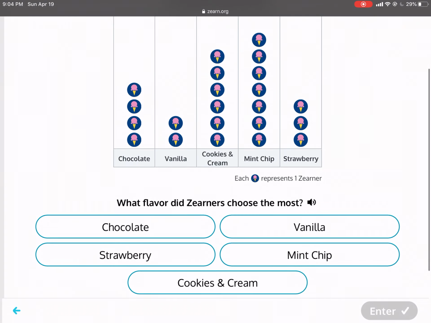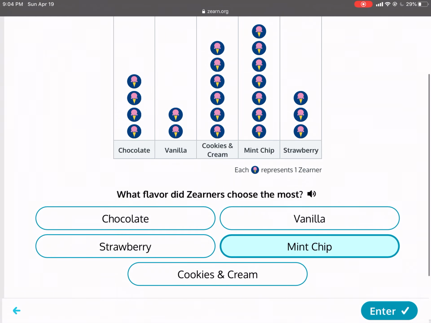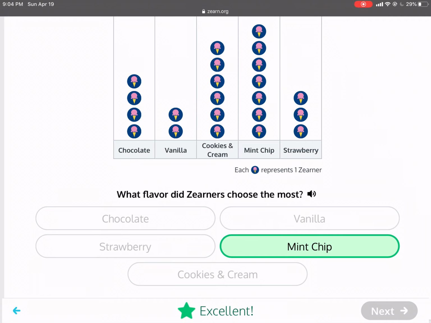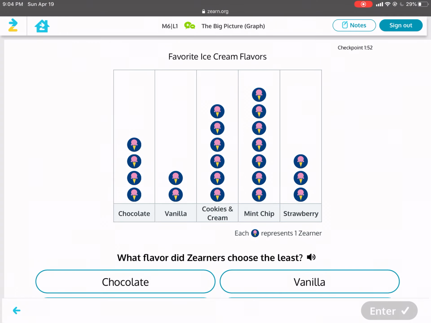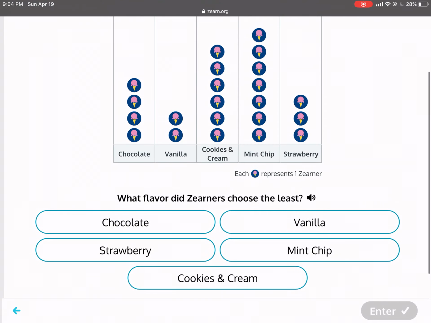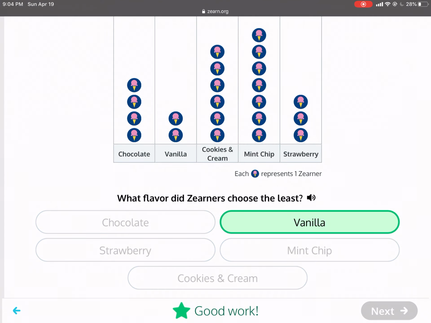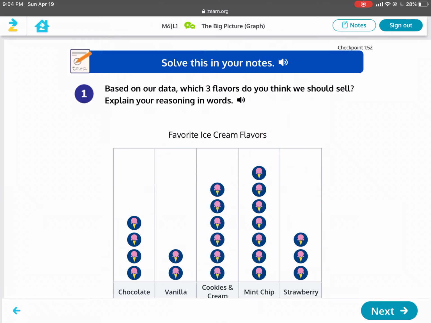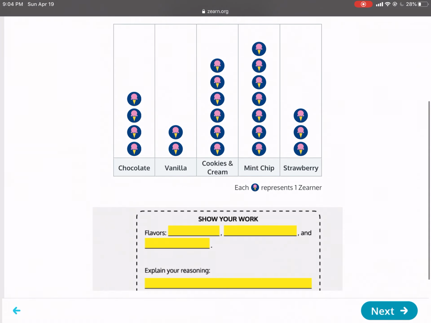What flavor did Zerners choose the most? Mint chip has the most ice cream cones, so I know that is what most Zerners chose. What flavor did Zerners choose the least? I see that vanilla only has 2 ice cream cones, and that's the smallest tower, or the smallest column, so that's how I know that.